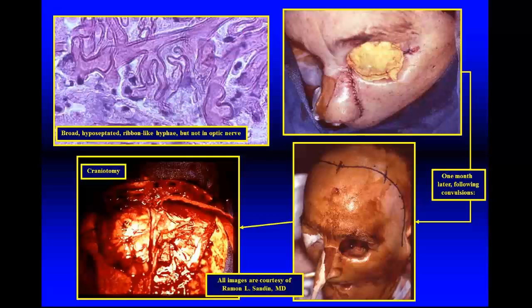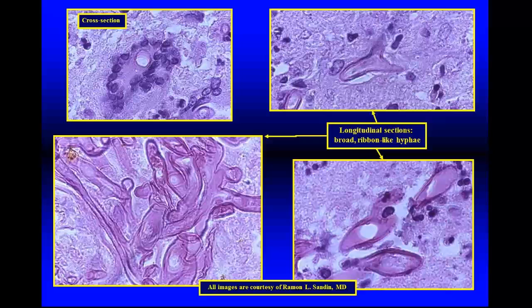This is her. A couple of weeks later, she's being prepped. Craniotomy with sampling and pathology. Here we are in the midst of a multinuclear giant cell. So you see cross sections and longitudinal sections of your hyposeptated ribbon-like hyphae. So it did make it to the brain.